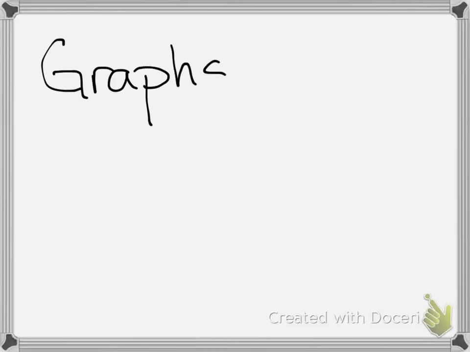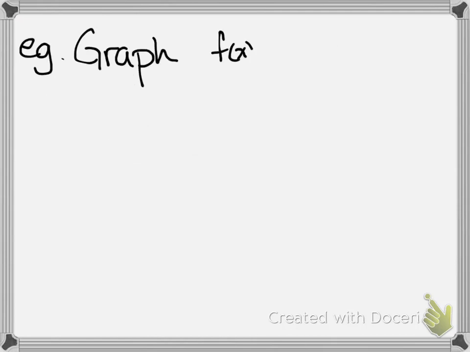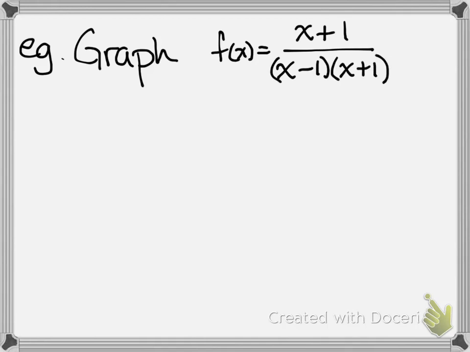So what we're going to look at now is graphs with holes in them. Okay? So for example, if we want to graph the function f of x equals x plus 1 over x minus 1 times x plus 1, so this is all nicely factored. If it's not, all we have to do is factor it.